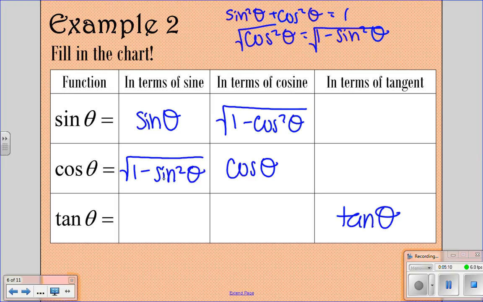Okay, so that would be those two. Next, we're going to do the tangent in terms of sine and cosine. We're going to go ahead and do these two.